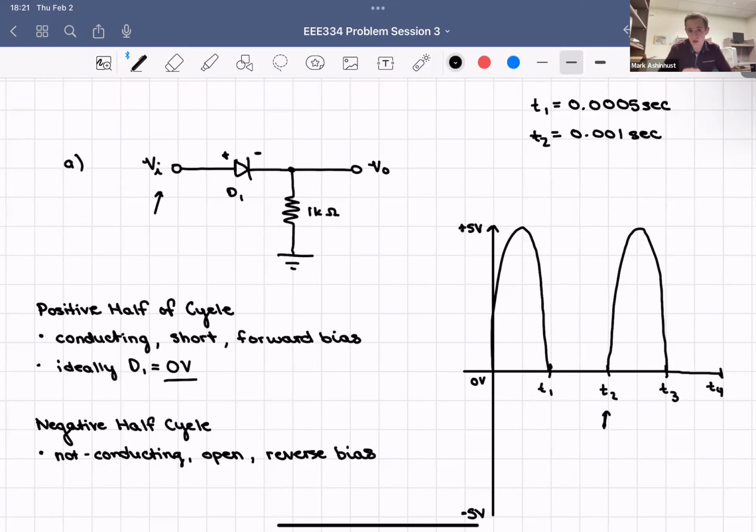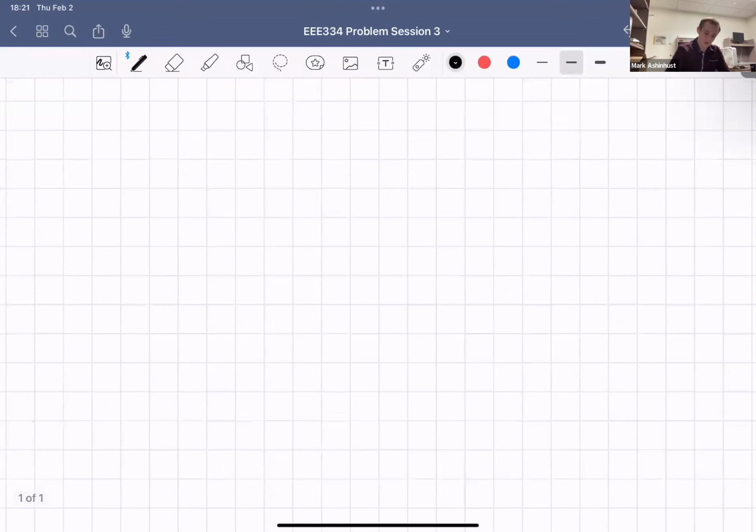So the next few, some of those things aren't going to change. Like T1 and T2 is not going to change, nor will that input. That 5-volt sine wave input at 1 kilohertz is going to stay the same. So as I go into the further problems, I'm not going to explain that as much anymore. But we will be doing new diode problems. So I'll move to the next one, and the next one I wanted to consider is C.